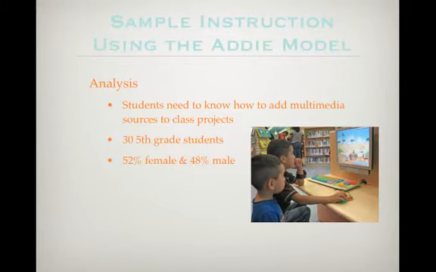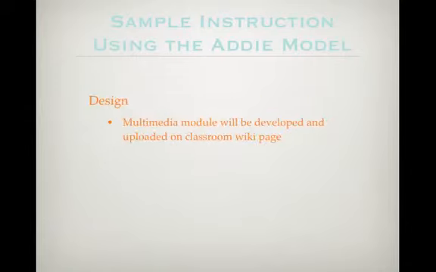The sample instruction using the ADDIE model looks as follows. During the analysis phase of the ADDIE model, the instructional problem is identified, and the instructional problem in the sample instruction is that the students need to know how to add multimedia to class projects. There are 30 5th grade students, 52% are female, and 48% are male. During the design phase, the multimedia module will be developed and uploaded on the Classroom Wiki.